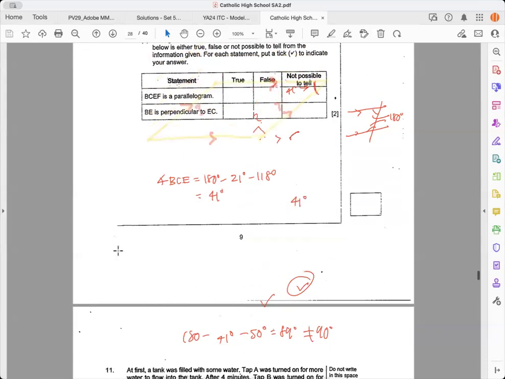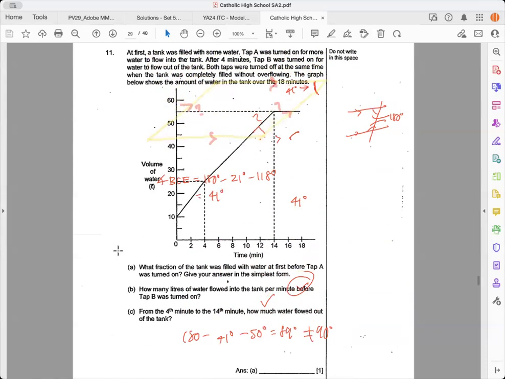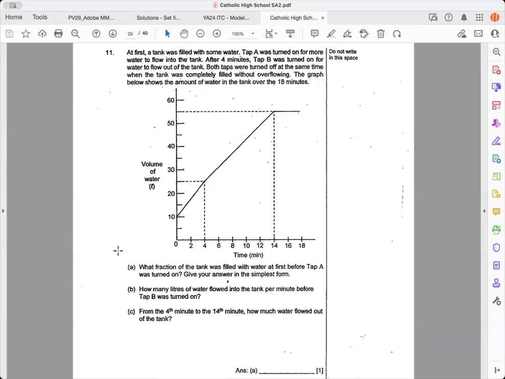Let's continue with the next question. Question 11. At first, a tank was filled with some water. Tap A was turned on. So there's already water in the tank. That's why at time zero, there's water here, 10 liters of water.